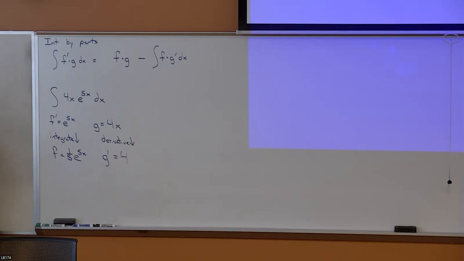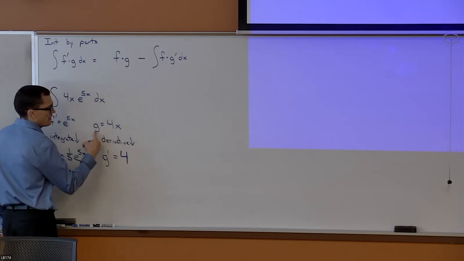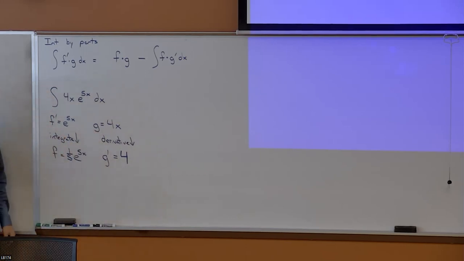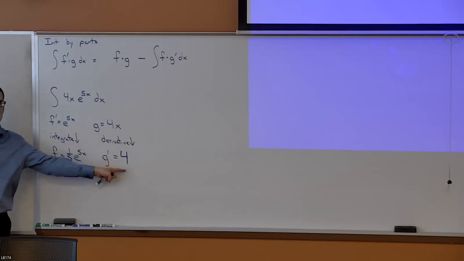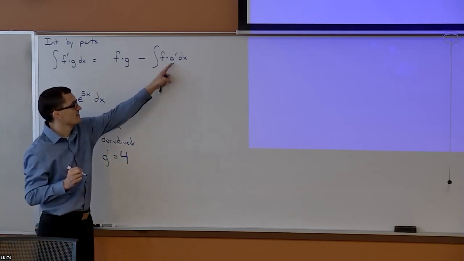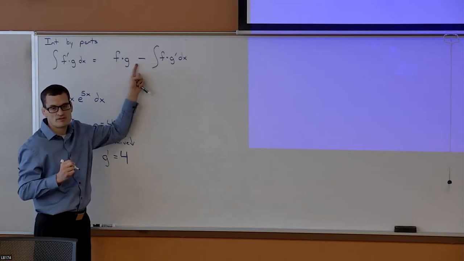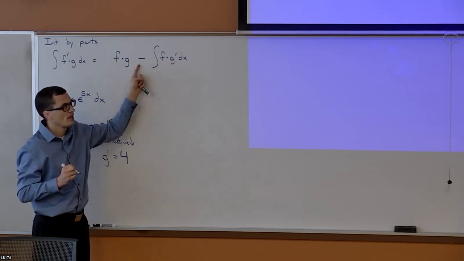Now, the reason why we chose the polynomial to be the g is exactly this reason. When you take enough derivatives of a polynomial, they eventually get down to a constant. You see that? And constants are really nice to deal with when a constant is being multiplied times another function. I can just pull the constant out. Does that make sense?